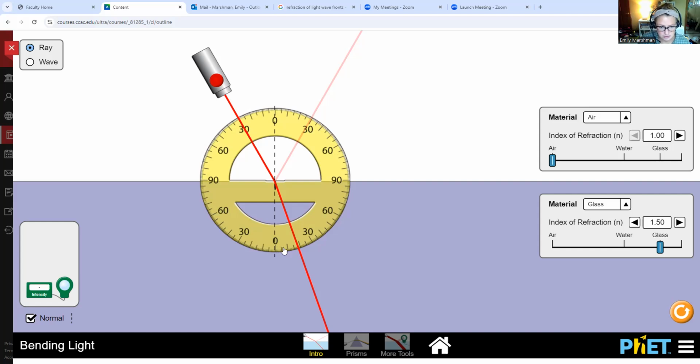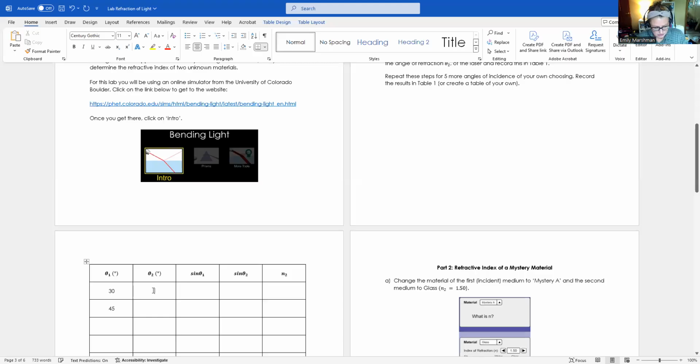So you're going to measure this one. The first one I will say is about 17. So I will go back and, sorry, I'm jumping back and forth, but I will type in 17 degrees here. Now let me test it for 45 degrees and see what the outgoing angle is.